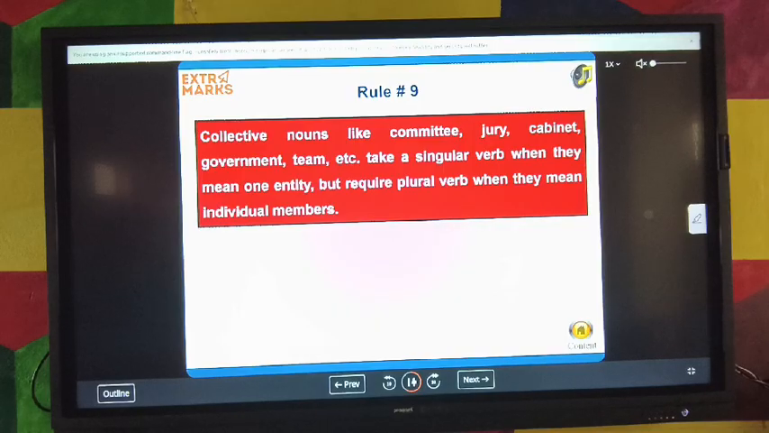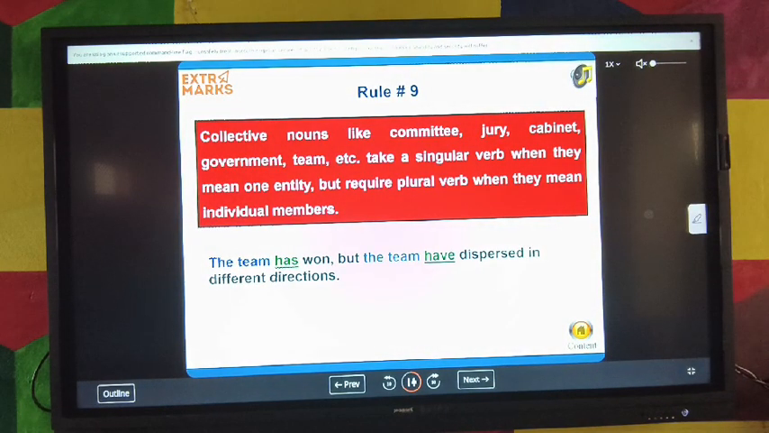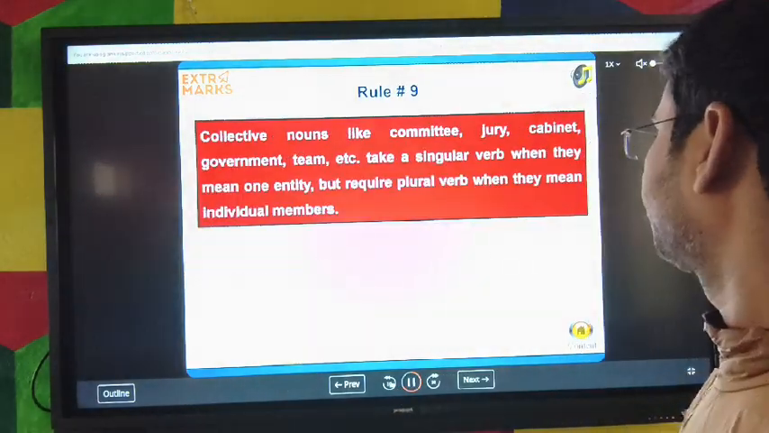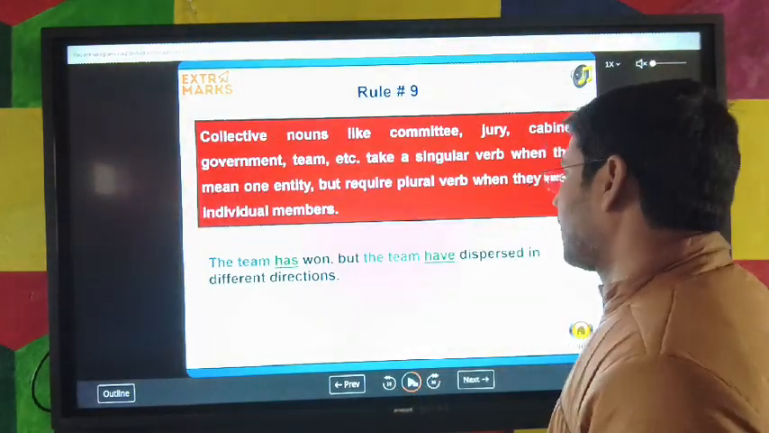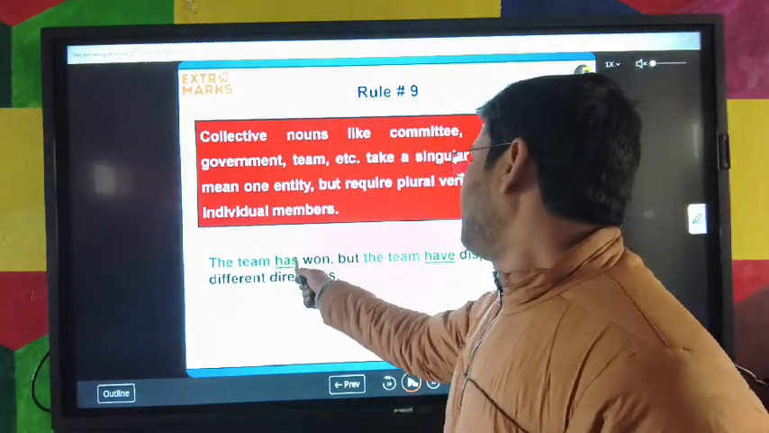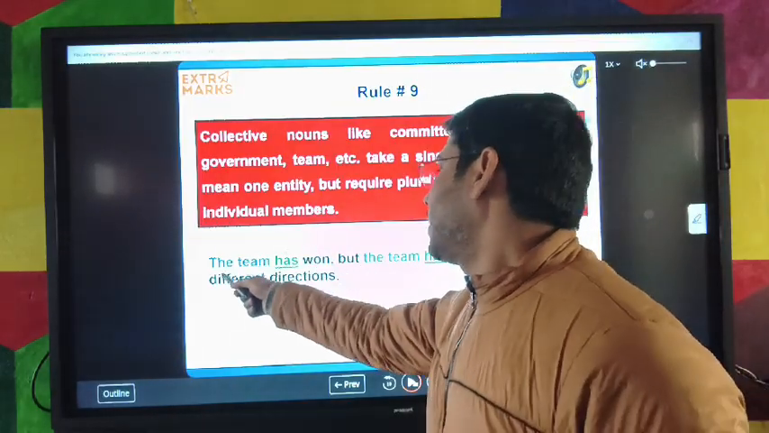Rule number 9. Collective nouns like committee, jury, cabinet, government, team, etc. take a singular verb when they mean one entity, but require a plural verb when they mean individual members. Let us see an example. The team has won, but the team have dispersed in different directions. So here we are talking about only one. The team has won. So there is only one team and that team has won. We are talking about it collectively.